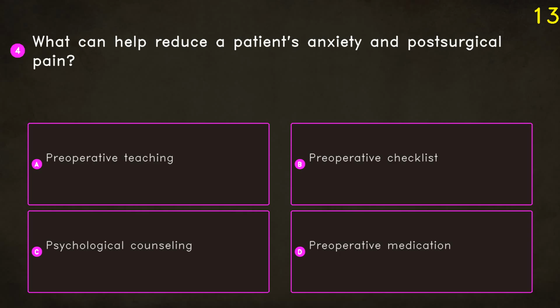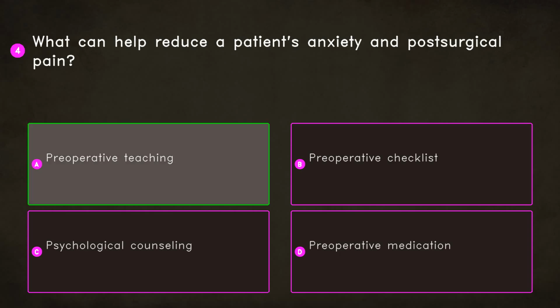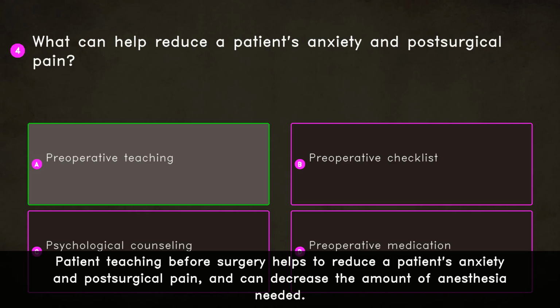Question 4. What can help reduce a patient's anxiety and post-surgical pain? A. Preoperative teaching. B. Preoperative checklist. C. Psychological counseling. D. Preoperative medication. The correct answer is preoperative teaching. Patient teaching before surgery helps to reduce a patient's anxiety and post-surgical pain, and can decrease the amount of anesthesia needed.